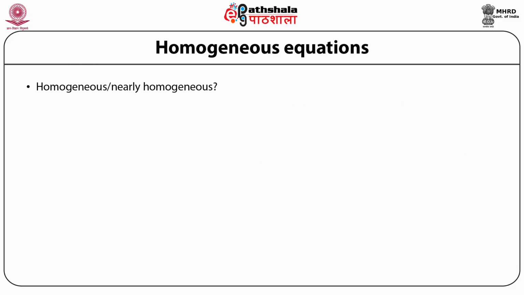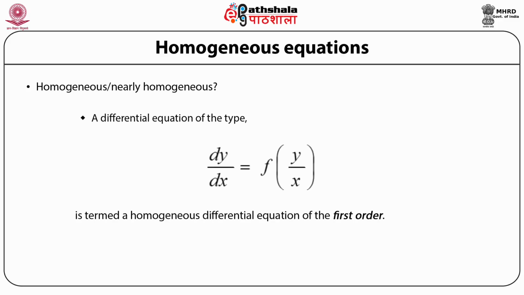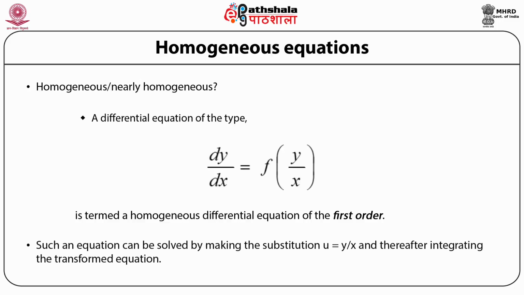We want to understand what a homogeneous equation is. A differential equation of the type dy by dx is equal to some function of y and x, but there is no constant. If there is no constant and it's only a function of x and y, then it is called a homogeneous equation. Such an equation can be solved by making a substitution of y and x in different terms.